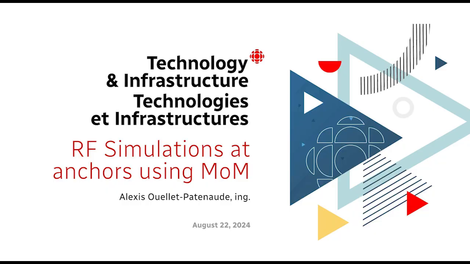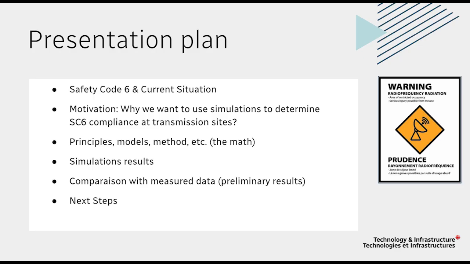All right, so you know my name, you know what we're going to do. We're going to talk about our exposure at anchors and ways to simulate it, and use the method of moments to do those assessments and get some insights on what's happening at those particular places. To start, we'll briefly go over some topics about Safety Code 6 and why contact current and RF fields matter. Why we do this endeavor of simulating the effects that we see at guy anchors.